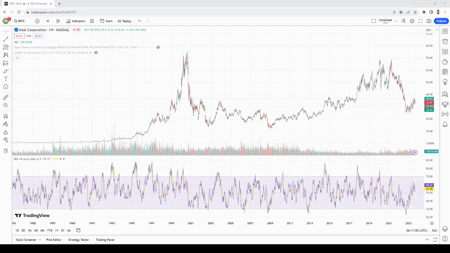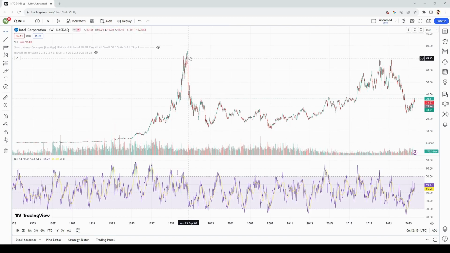Hey guys, in today's video we are going to look at Intel stock. Intel is also a chip manufacturer competing with AMD, Nvidia and others. You can also watch my latest video about AMD stock. Intel has a lower PE than AMD but also less growth potential. So let's start looking at the graph.